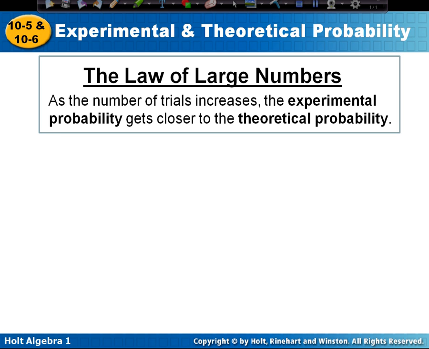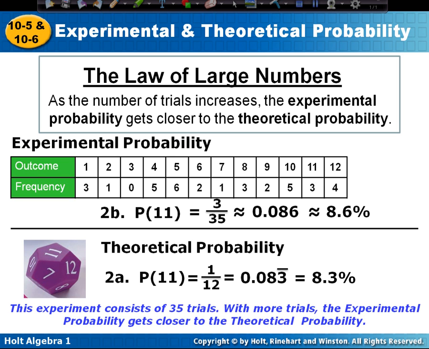So let's look at our law of large numbers. As the number of trials increases, the experimental probability gets closer to the theoretical probability. So here I have 35 trials, and my experimental probability is 8.6. My theoretical probability is 8.3. The two are very close to each other. If I were to do even more trials, chances are that this experimental probability would come even closer to my theoretical probability.